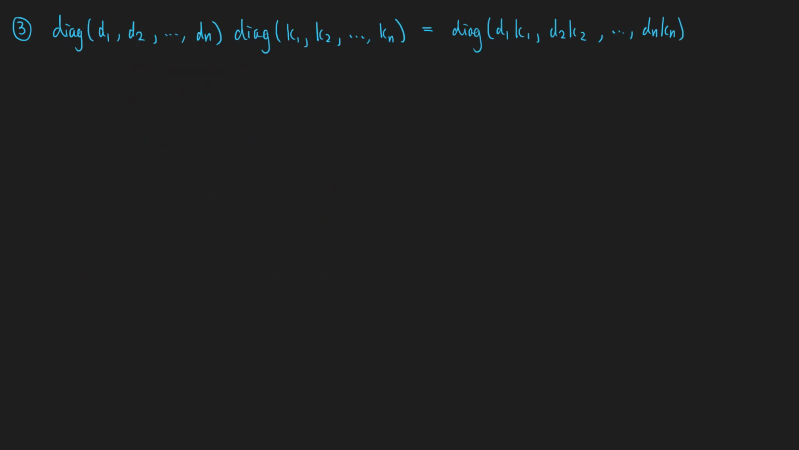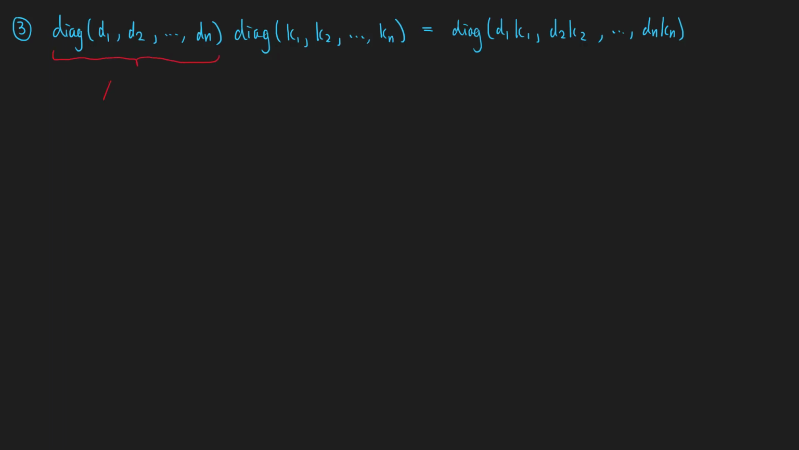For the third property, if we multiply a diagonal matrix d1, d2 up to dn by another diagonal matrix k1, k2 up to kn, then the result is also a diagonal matrix with main diagonal entries d1 times k1, d2 times k2, up to dn times kn. In other words, if we multiply two diagonal matrices, we just need to multiply the corresponding main diagonal entries.